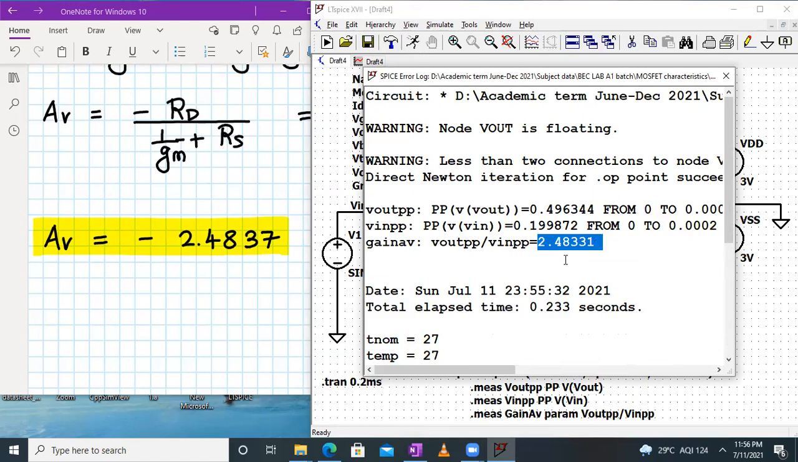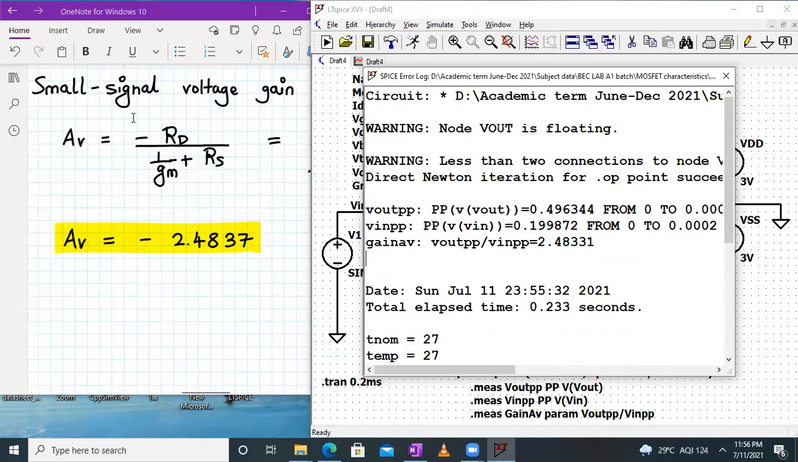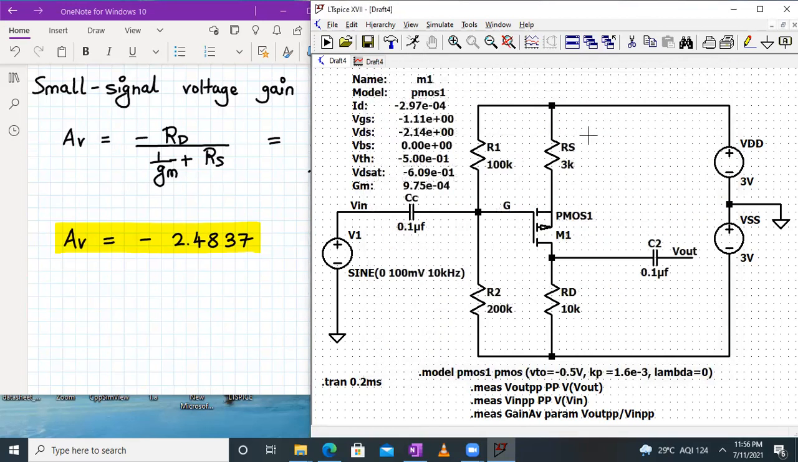It is 2.4833, which is exactly matching with 2.4837. On the left hand side, these are analytical calculations, and on the right hand side, we are getting it in LTspice. As you can see, they are matching till 3 digits after the decimal. So that's a very good answer. In this way, you can carry out the simulations for a common source amplifier, either PMOS or NMOS. It will give very accurate results.